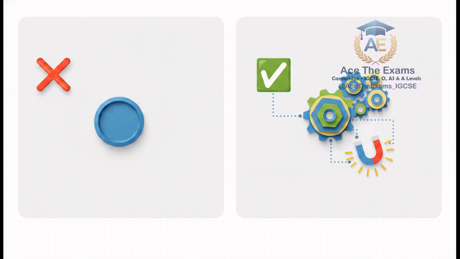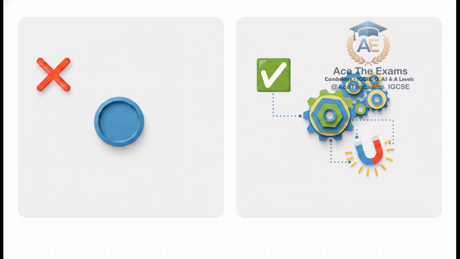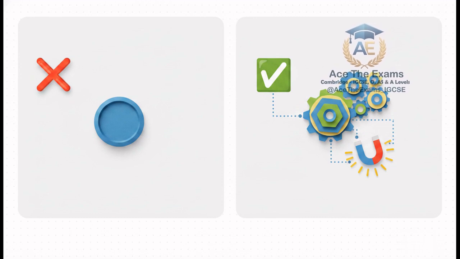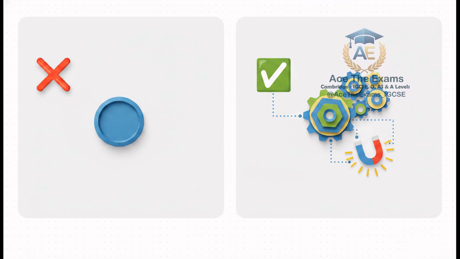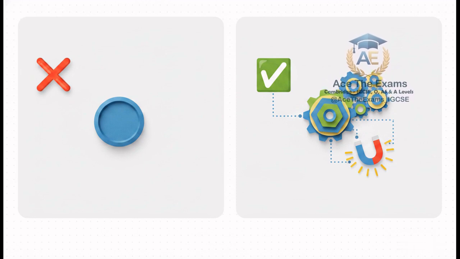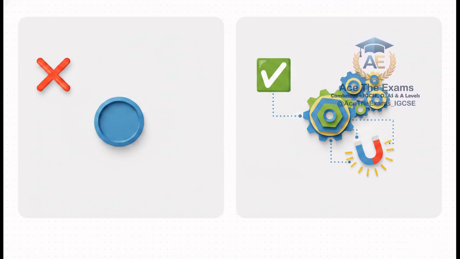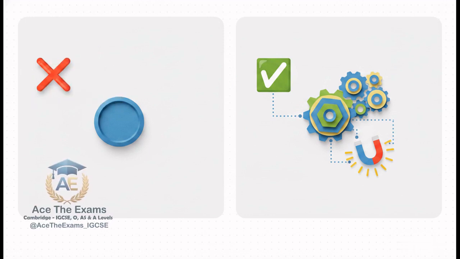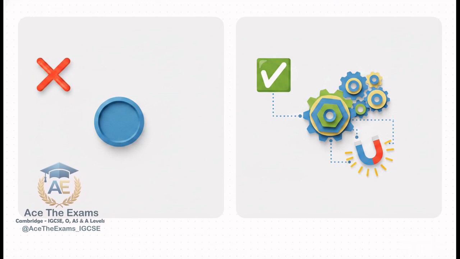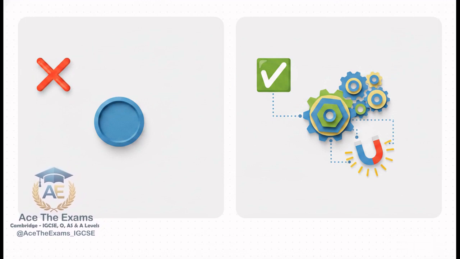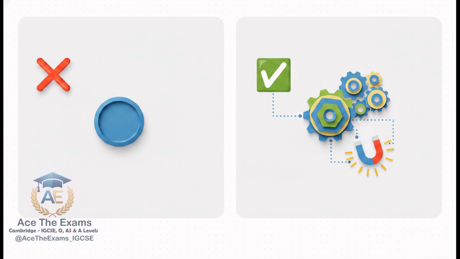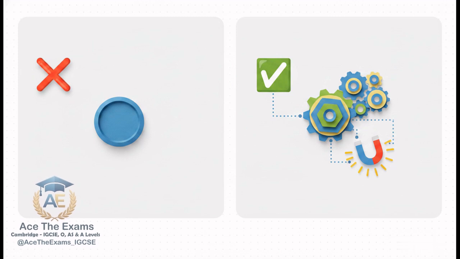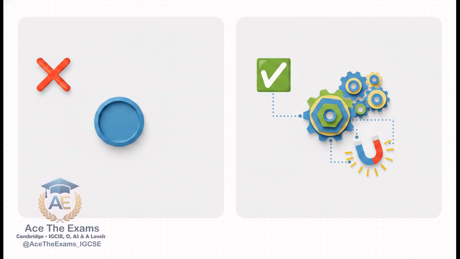That flawed answer is just way too generic. It sounds like something your grandma would say, not a computer scientist. Now, check out the top band upgrade. Selecting a button on a GUI is a user-controlled event triggering a specific subroutine. See the difference? This uses our mark magnet framework perfectly. It clearly identifies the mechanism, a user-controlled event, and it correctly names the programming structure that actually holds the code, which is the specific subroutine.